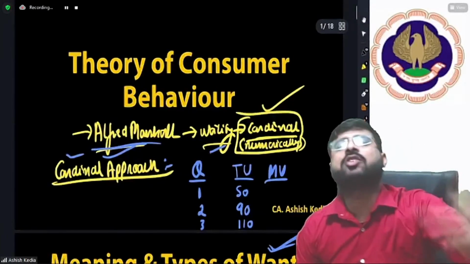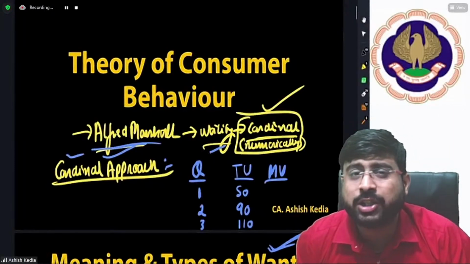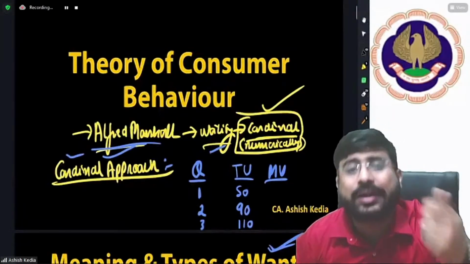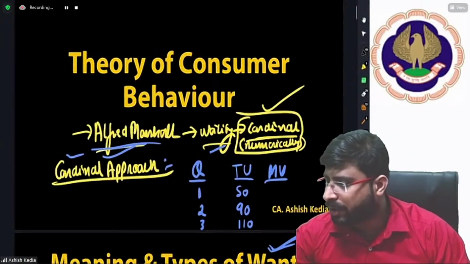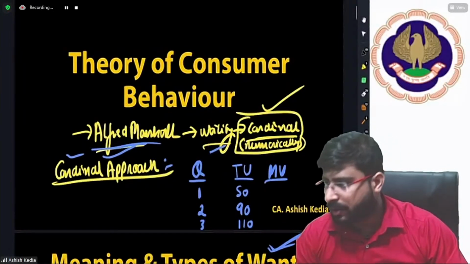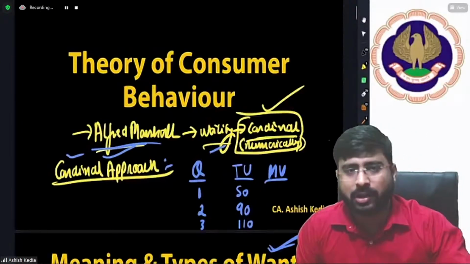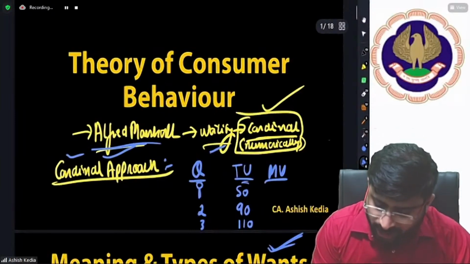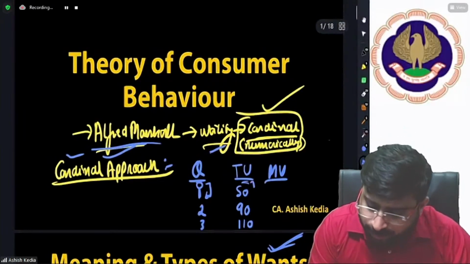Marginal utility is the change in total utility due to one additional unit. Remember, in economics, whenever you hear the word marginal, it means due to one additional unit. Now pay attention. Suppose 0 is the quantity, total utility will be nothing. So if quantity increased by 1 unit, utility changed from 0 to 50.